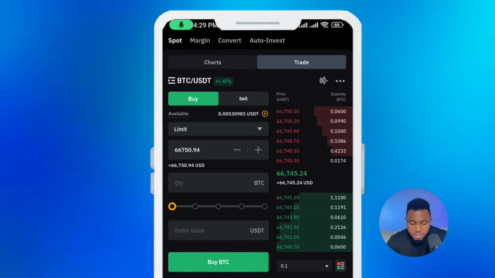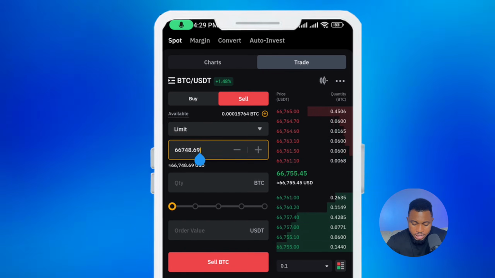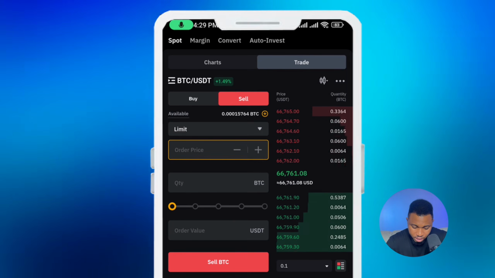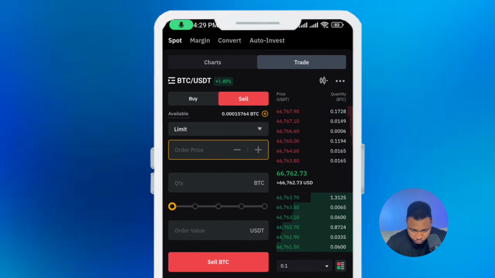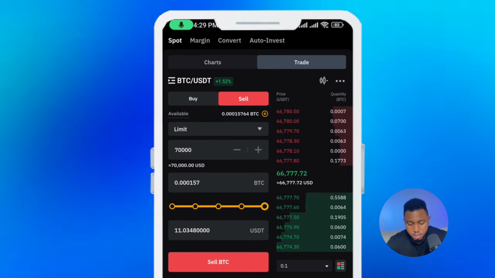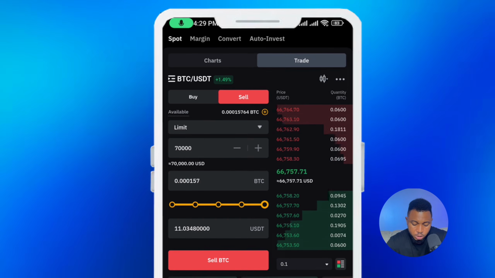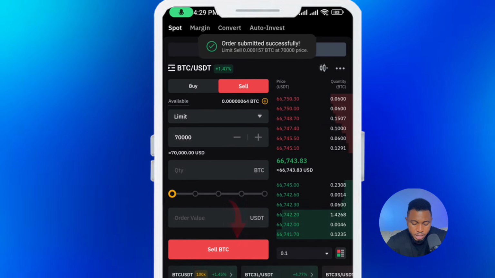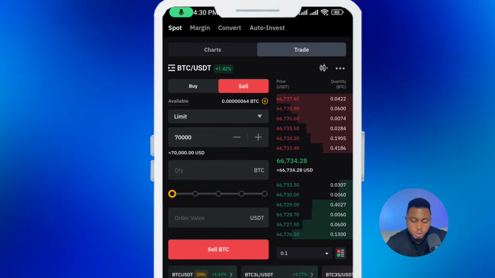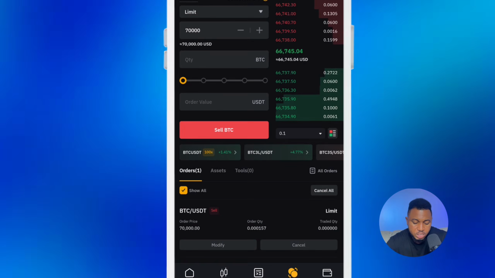Alright, so if I want to sell it, I can also sell with limit. So let's say I click on sell, and then I want to sell at $70,000. So you're telling Bybit that if Bitcoin gets to $70,000, sell 100% of my coin automatically for me, and that way I've been able to make about $11. So I click on sell BTC, and my limit has been placed for me, but I've not actually sold this coin. It will only sell when BTC gets to $70,000. So that is what the limit does.